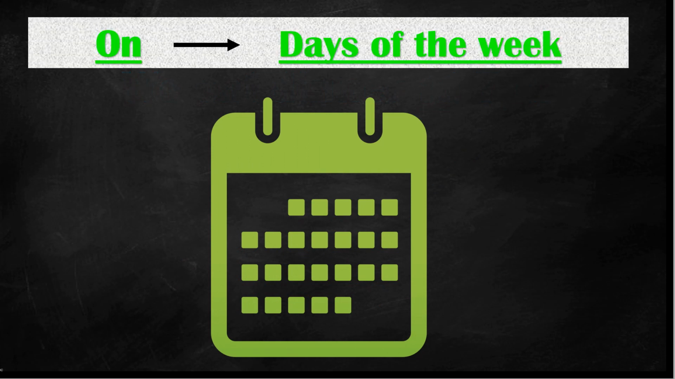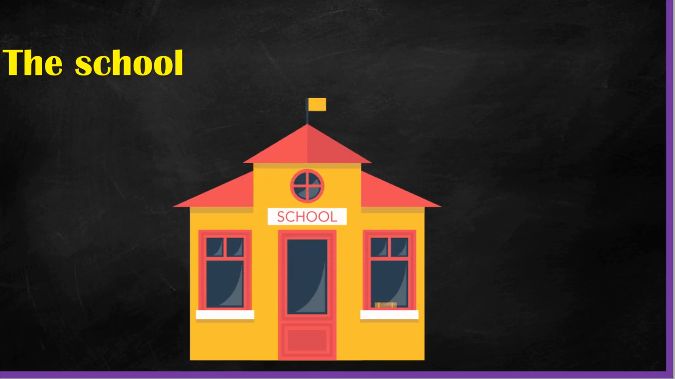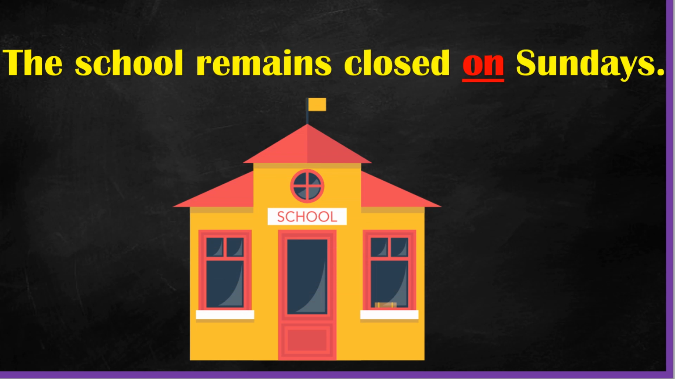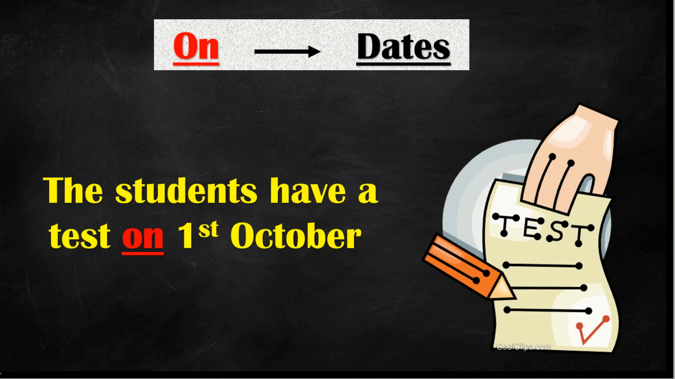The preposition on is often used for the days of the week in the calendar. We use on for specific or particular dates when you are sure about a date, an exact date when something will happen. Example, the students have a test when? On 1st October.